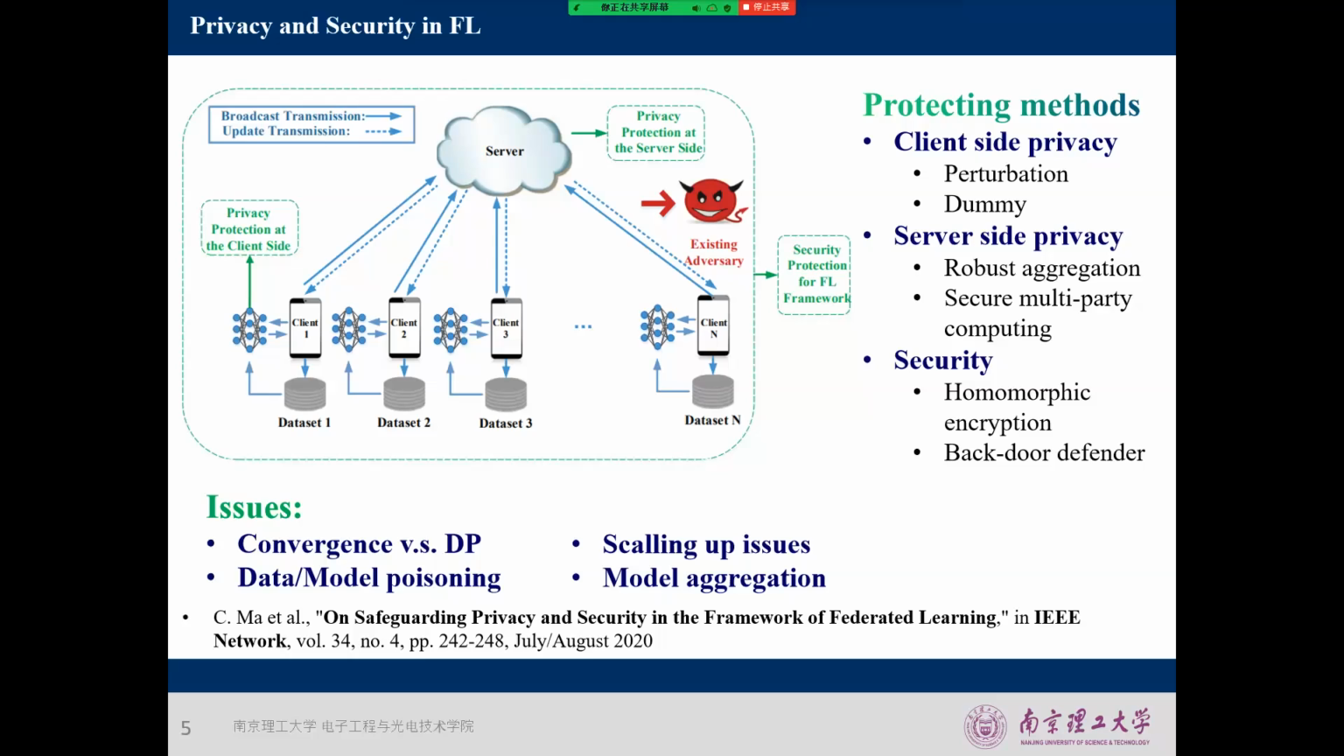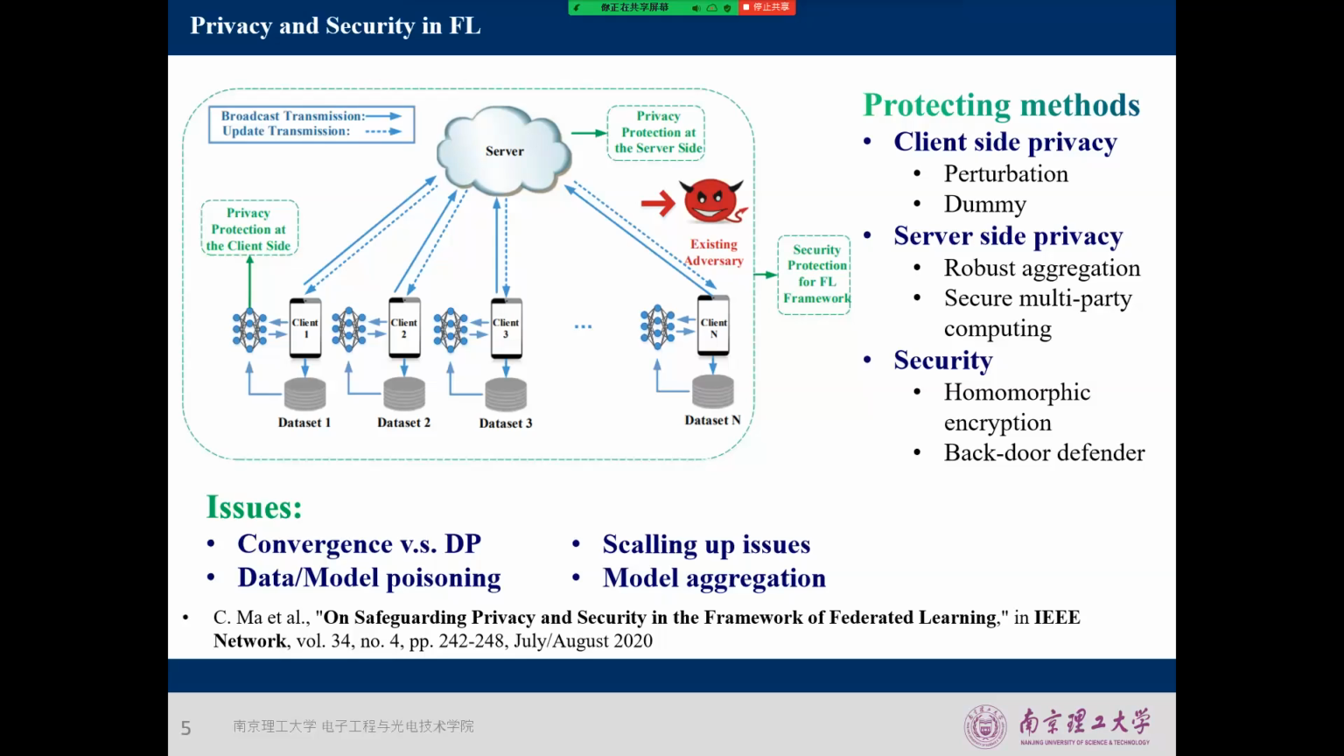And we list some existing or potential methods to protect these, such as perturbation: the users can add random noise on the local models or local data to achieve differential privacy. And the server can use homomorphic encryption to do robust model aggregation.